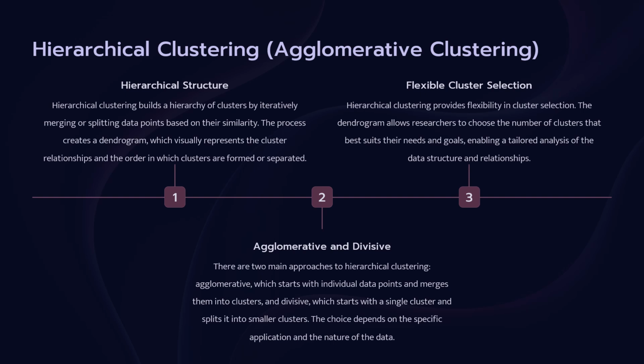One is agglomerative and another is called divisive. With agglomerative, we start with individual data points and merge them into clusters. And then in divisive, we start with a single cluster and split it into smaller clusters. The choice depends on the specific application and the nature of the data. So there is not one that's better than the other.